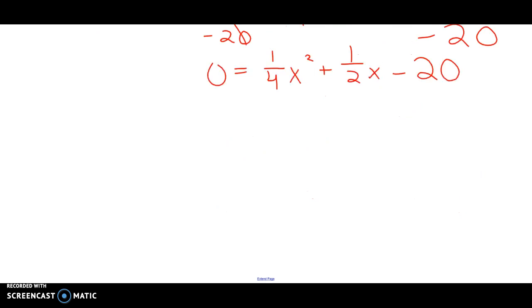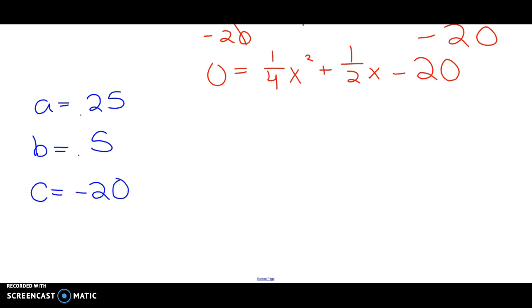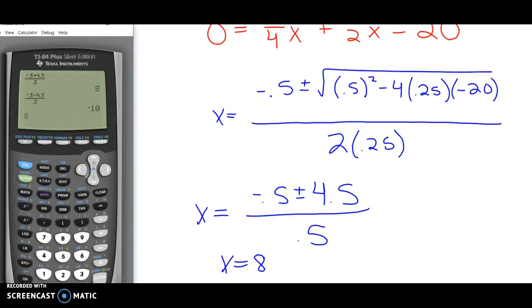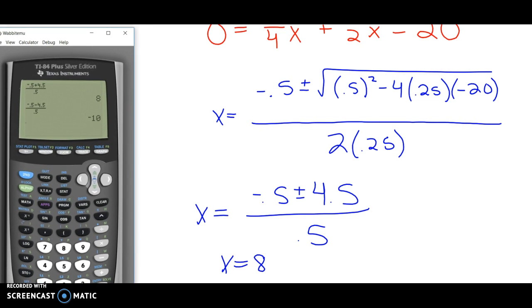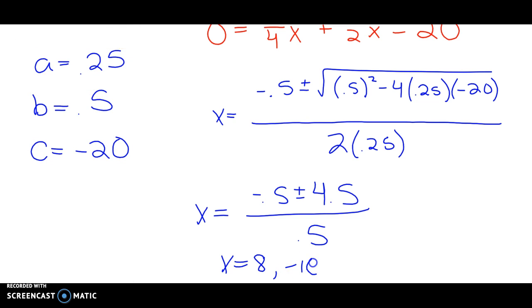What is A? I know you don't have a ton of room, sorry. A equals 1/4. And just for the sake of ease of typing it into the calculator, I'm going to call that 0.25. What is B? 1/2, or I'm going to call it 0.5 so it's easier to type in the calculator. We don't have to deal with fractions. And what is C? Negative 20. See if you can take a second and quadratic formulize. If we go back to our original problem, we know we have two answers, 8 and negative 10.